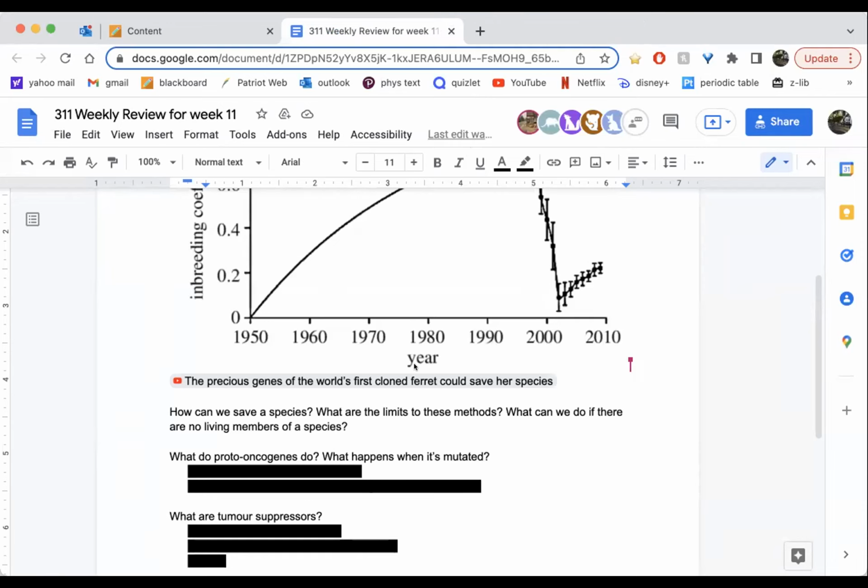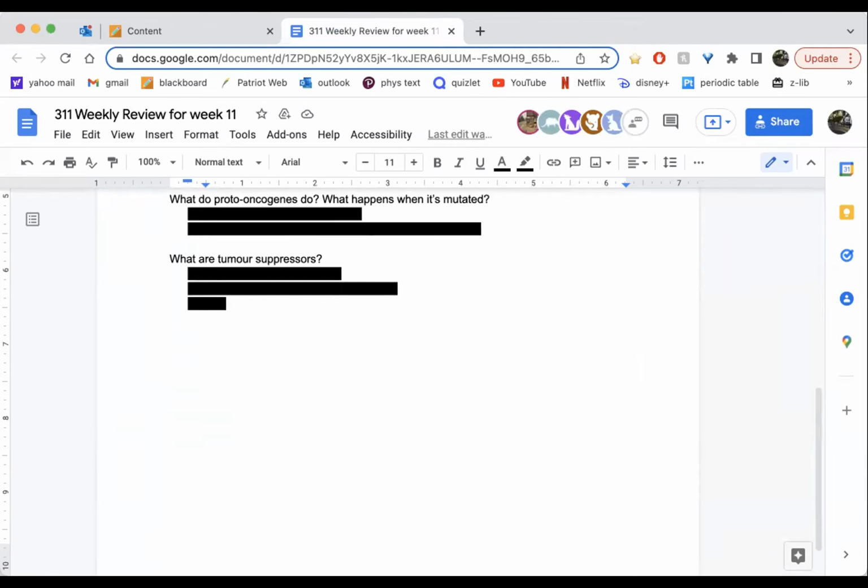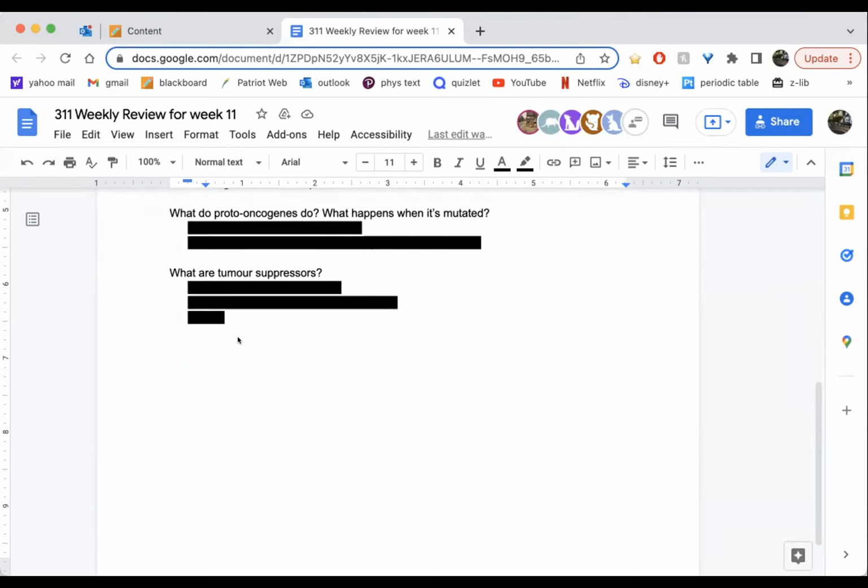So first question, what do proto-oncogenes do? I can't remember if you guys talk about this during lab or not, but I do remember talking about it during lecture when I took the class. Nonetheless, what do proto-oncogenes do? Let's answer that question first, and then we'll get to what happens when they become mutated.